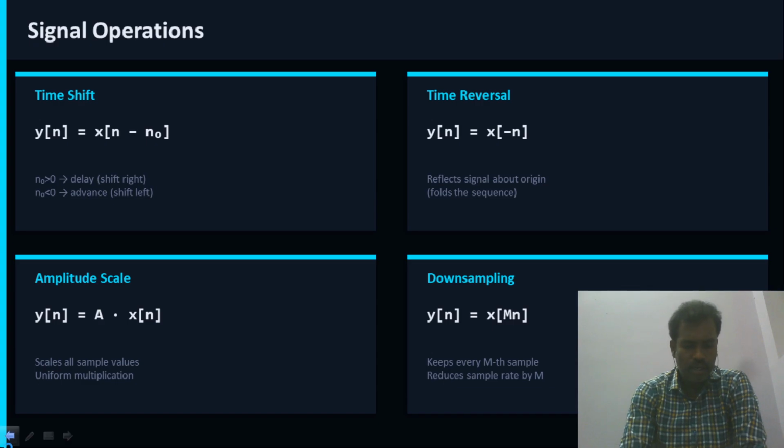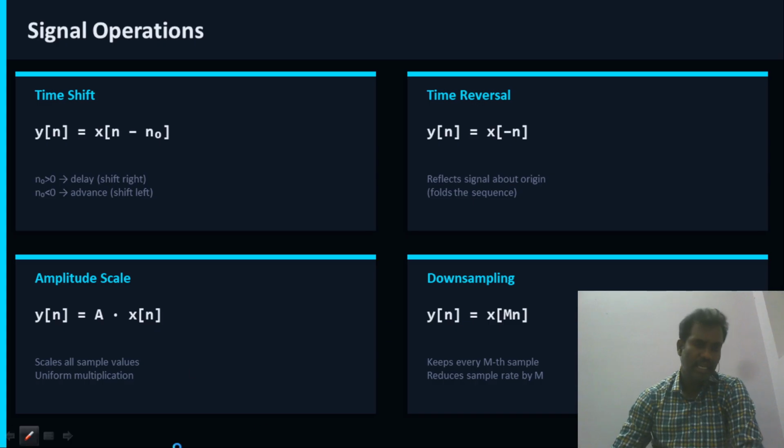Right? And similarly amplitude operations. So for the signal x of n, the n is not changed. Here n is time, and this is amplitude: a into x of n. A is the amplitude. Instead of multiplying with 1, we are multiplying x of n with a.